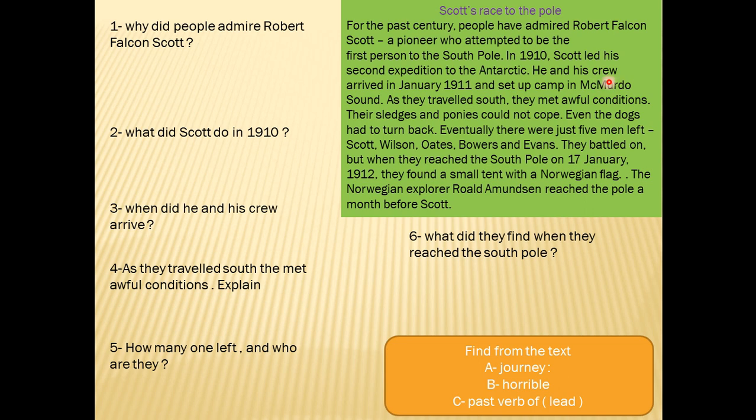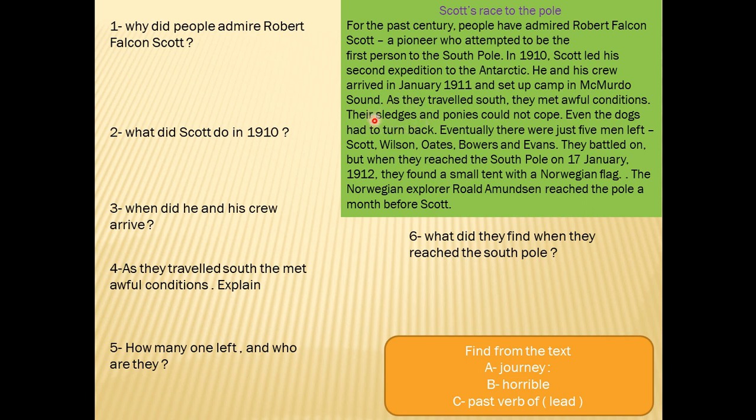He and his crew, the group of people, we say the crew of the plane or the crew of the ship, and the crew of the expedition, arrived in January 1911 and set up, they made or established camp in McMurdo Sound. As they traveled south, they met, the past verb of meet, awful, horrible conditions, very bad conditions.